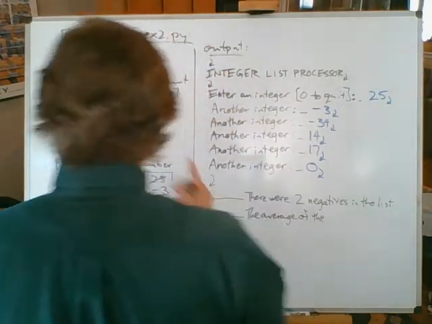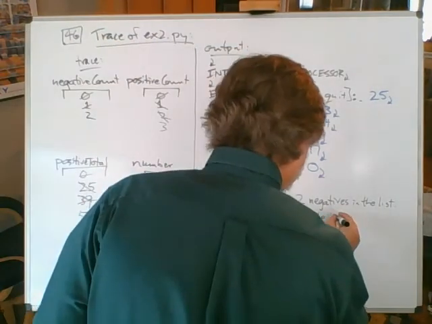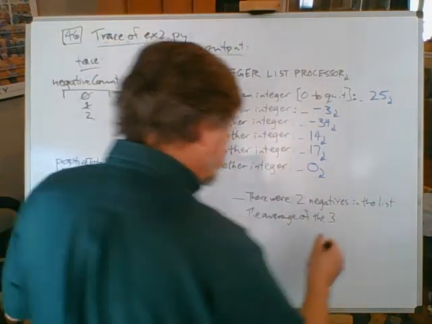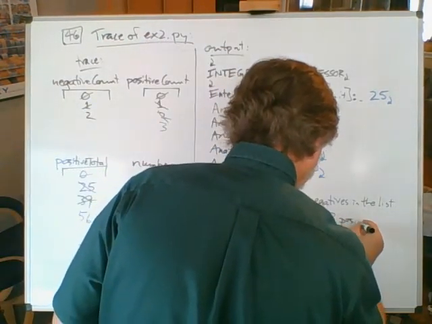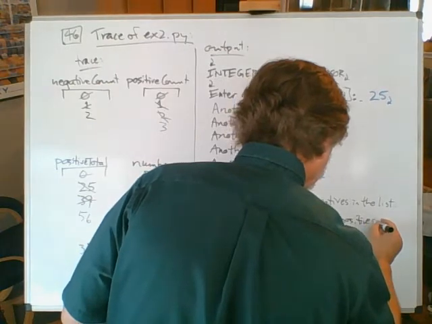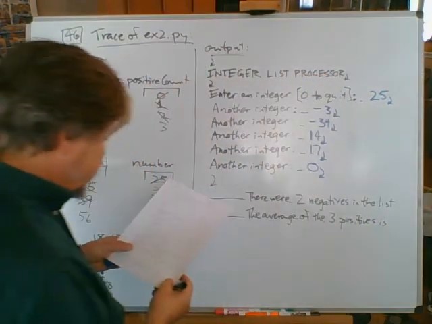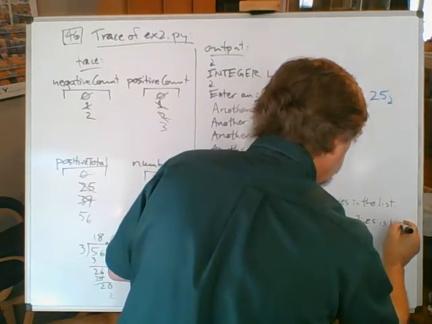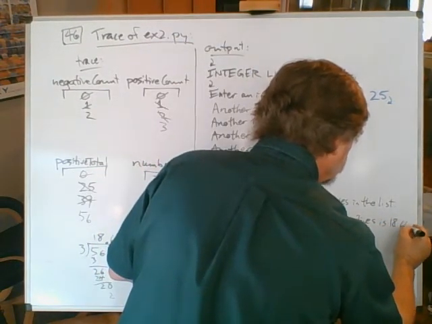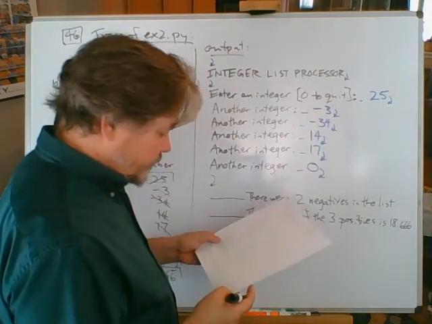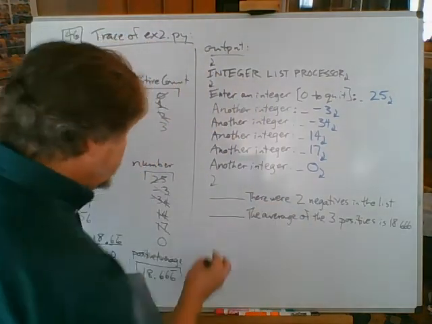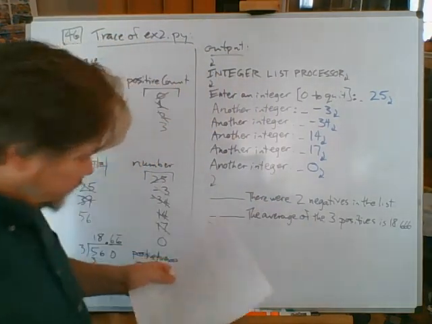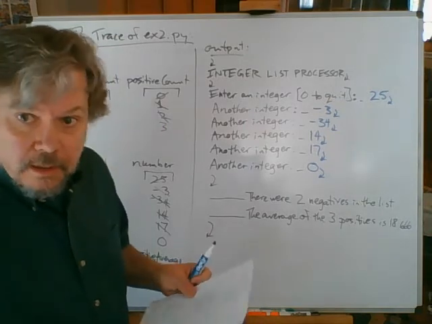Then the value variable, positive count, 3. The average of the 3 positives is prints out positive average. That's the 18.666 for however many 6s the computer wants to print. I'll just put 3. And then a blank line. And that's it. That's all there is to it.